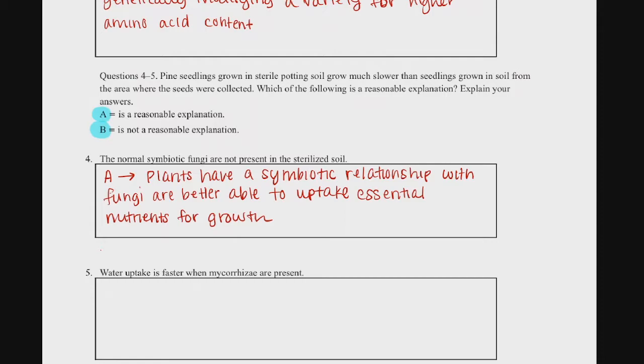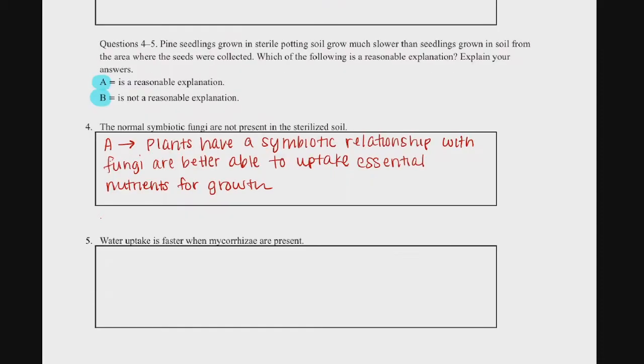And obviously, without the ability to perform these functions with the symbiotic fungi that were in the original habitat, that is a reasonable reason for the slowed growth. I guess it wasn't the antithesis. That was a wrong word for that. Anyway, 5. Water uptake is faster when mycorrhizae are present.